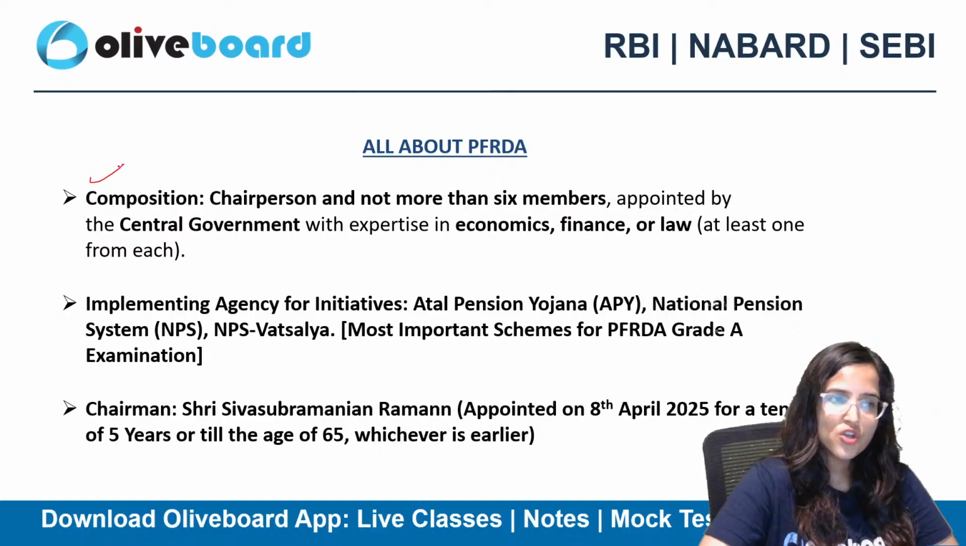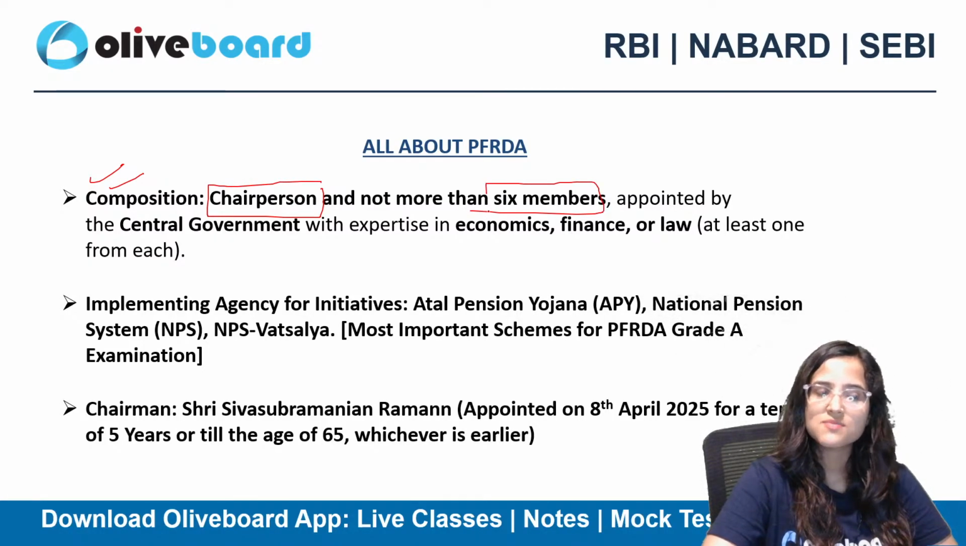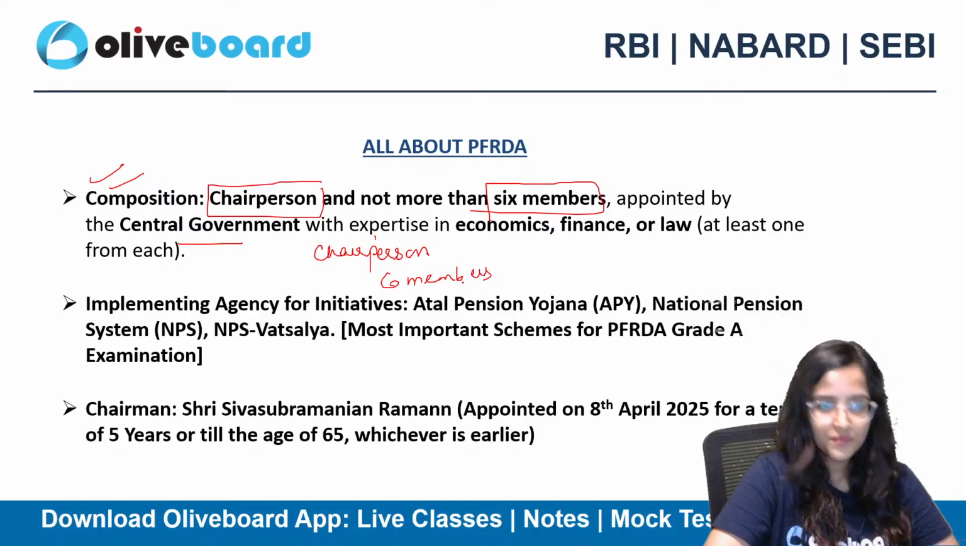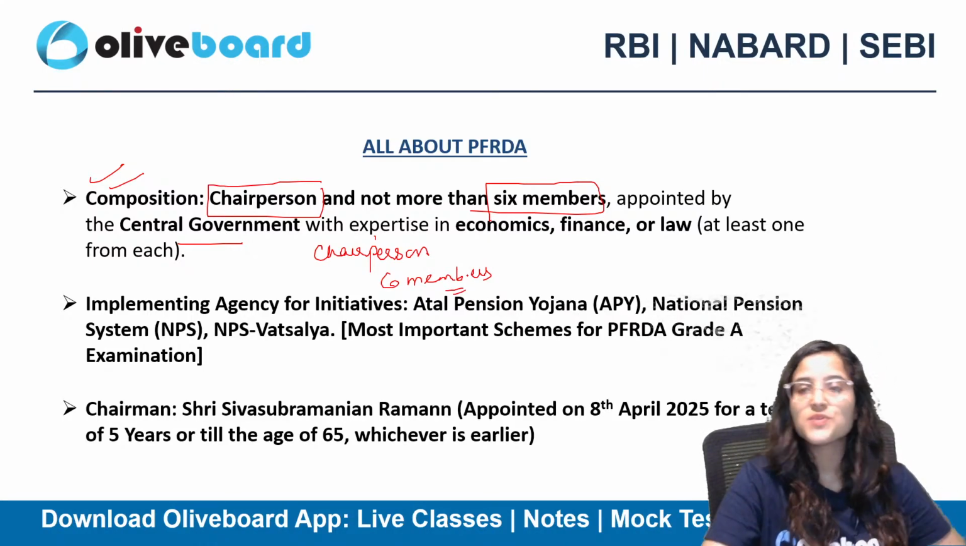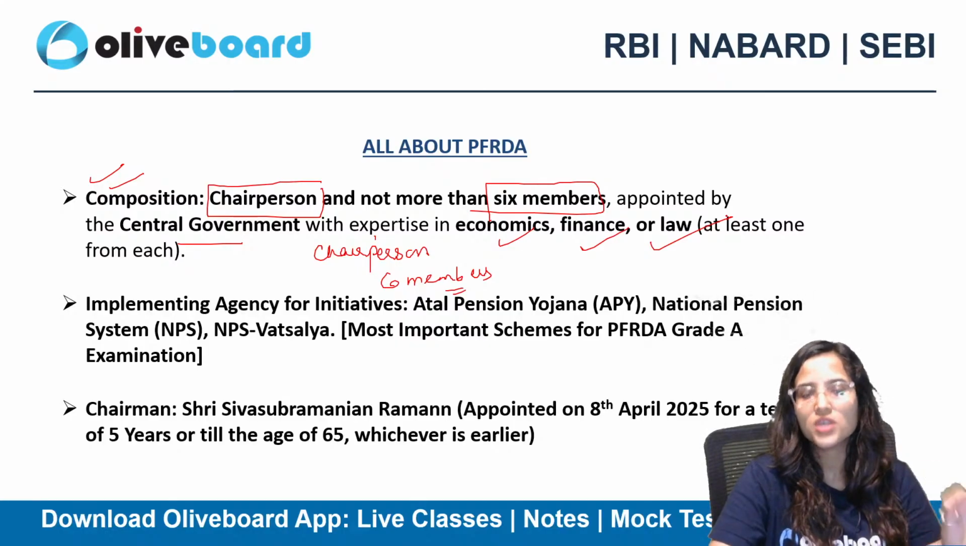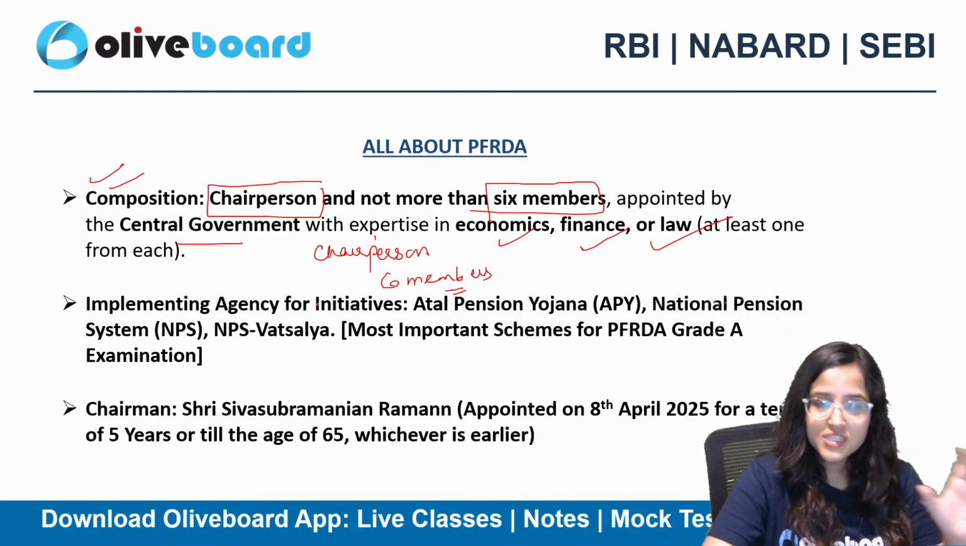What is the composition of PFRDA? There is a chairperson and not more than 6 members who are appointed by the central government. These members are supposed to have expertise in economics, finance and law, at least one from each. Fine. Then implementing agency for the initiatives.